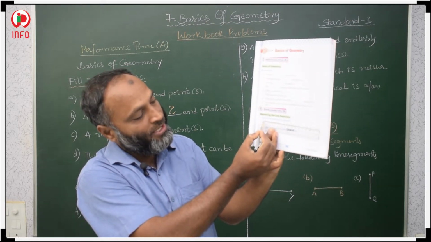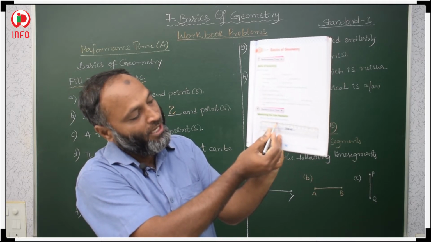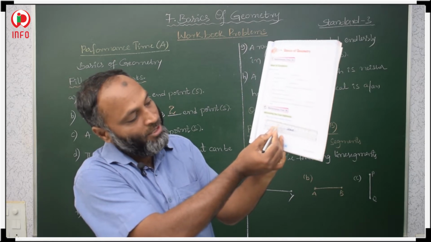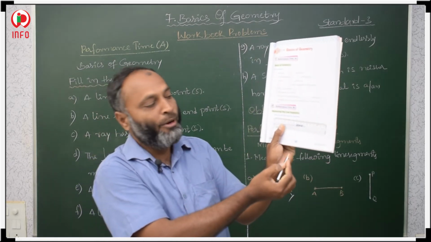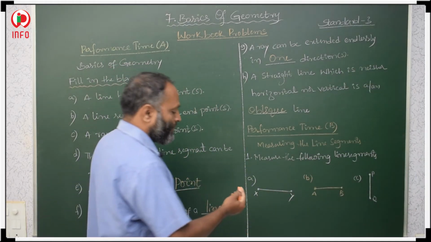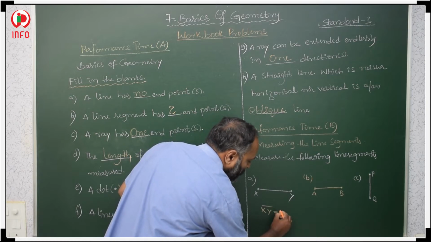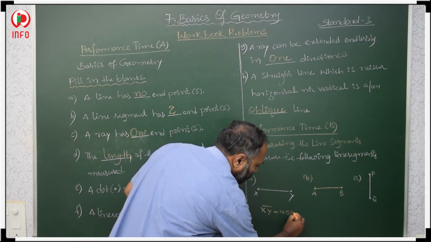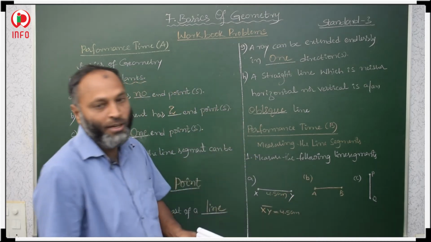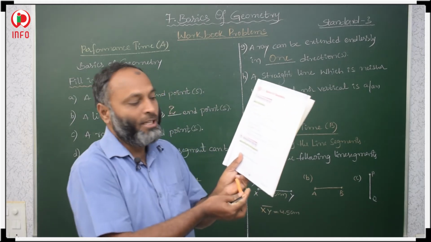So X should coincide with 0, and after that we have to keep this scale straight to this line, and after that we have to check where the second point coincides on the scale. This means at 4.4, approximately 4.5. Then how to write this one? In the book you have to write: XY line segment length is equal to 4.5 centimeters.